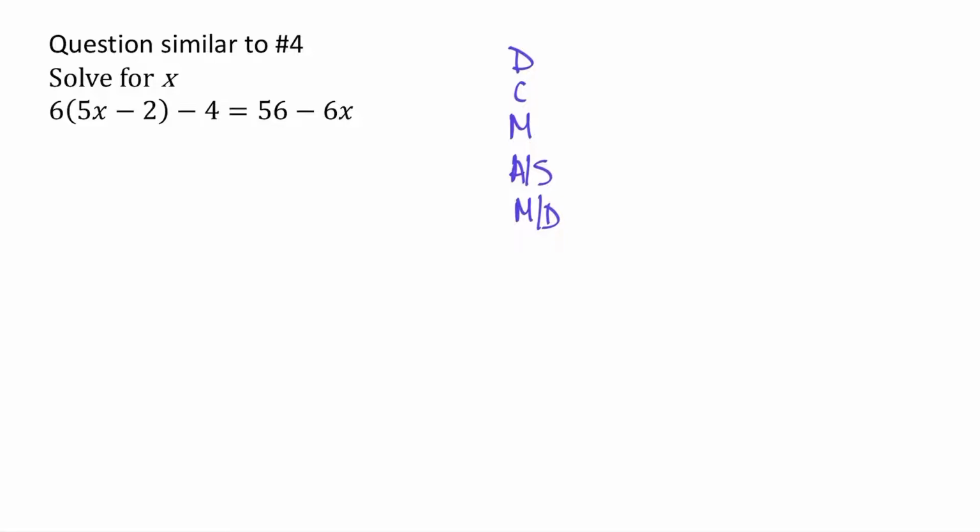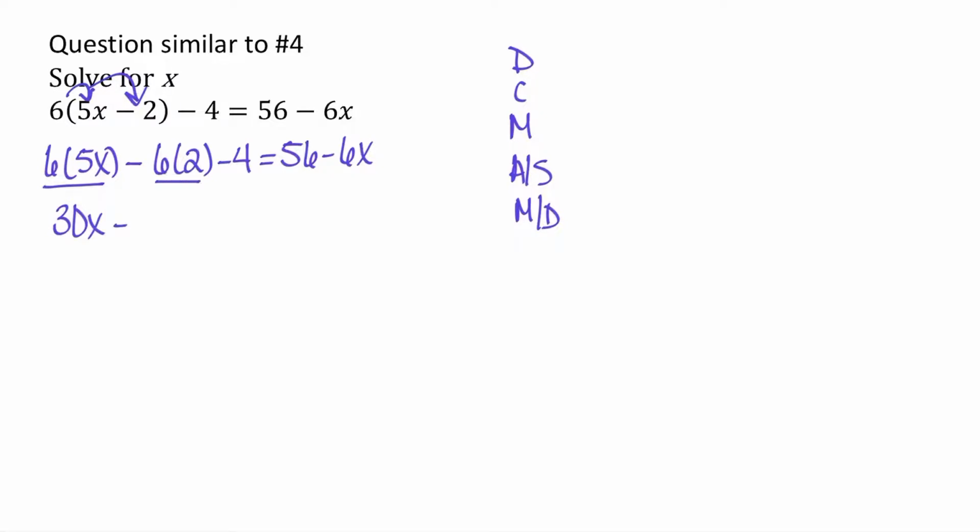So I'm going to start off by distributing. Okay, so I distribute the 6 to everything within parentheses. So I have 6 times 5x minus 6 times 2, and then bring down that minus 4, and that equals 56 minus 6x. So 6 times 5x is 30x, minus 6 times 2, which is 12. Then I have minus 4 equals 56 minus 6x.